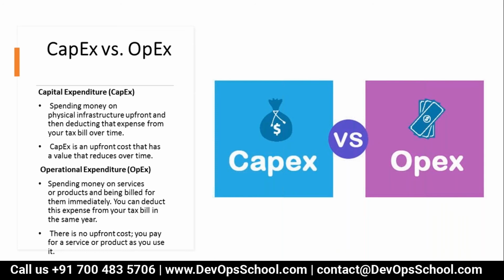So let's discuss here capital expenditure and operational expenditure. Capital expenditure is spending money on physical infrastructure upfront and then deducting that expense from your tax bill over time. So a capital expenditure is an upfront cost that has a value that reduces over time. An operational expenditure is spending money on services or products and being billed for them immediately.